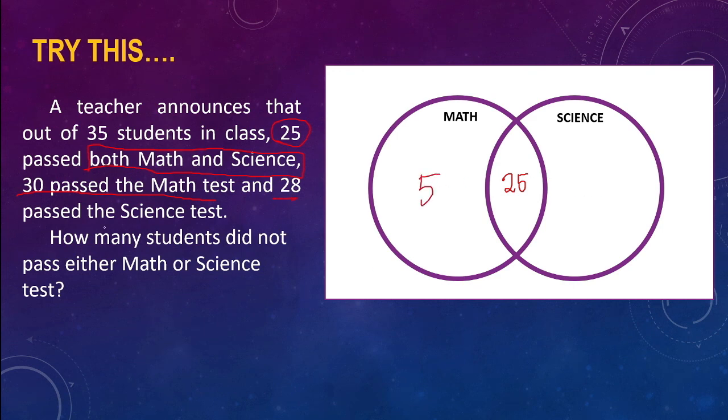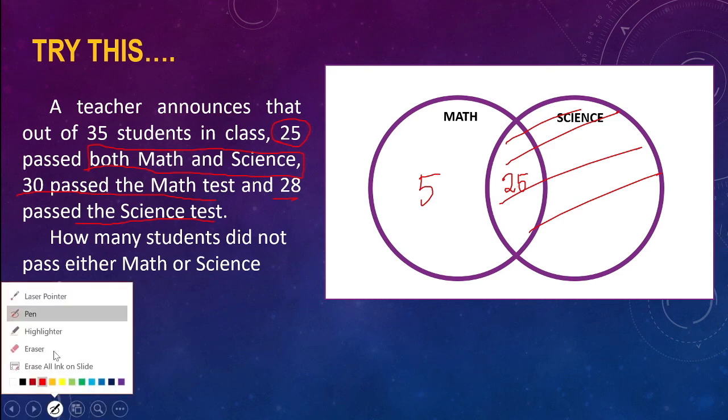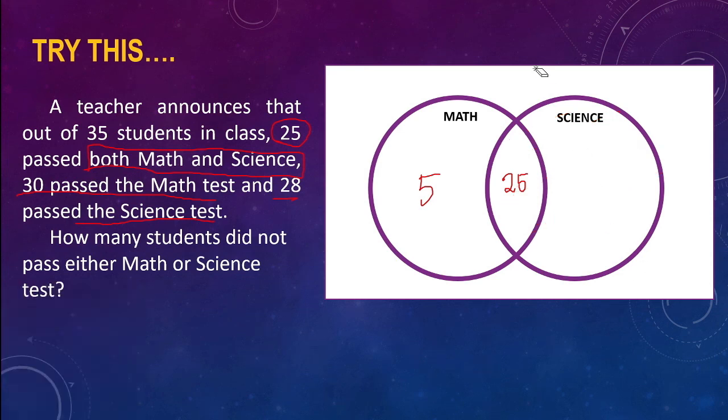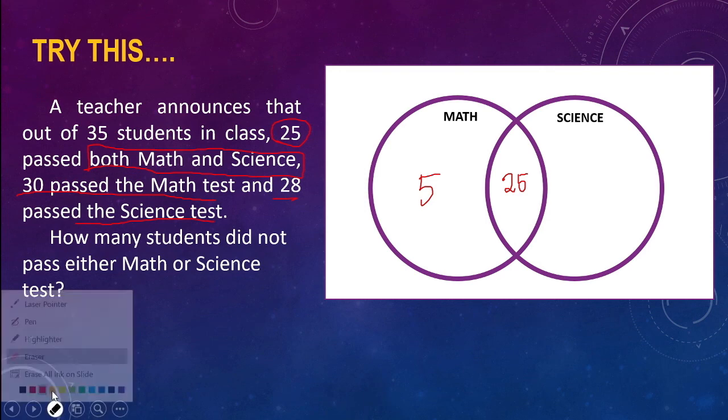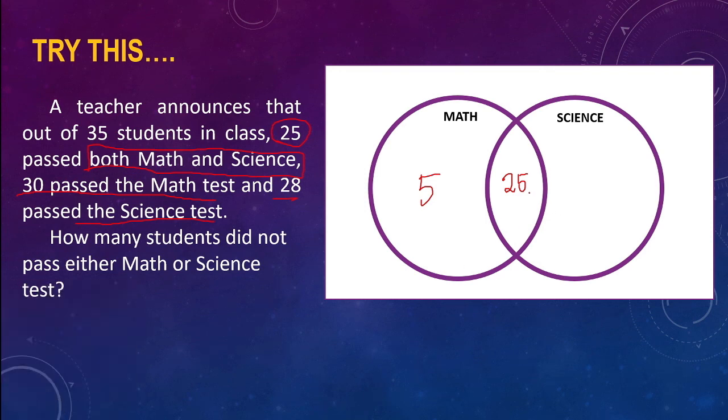So, 28 passed the science test. So, yung science, meron ka na agad nakalagay na 25. So, 25 students nakapasa sa science dito. At ang kabuuan nakapasa sa science is 28. So, ilan na lang ang kulang? So, we have 3, para maging 28. Yan. So, that is our answer.